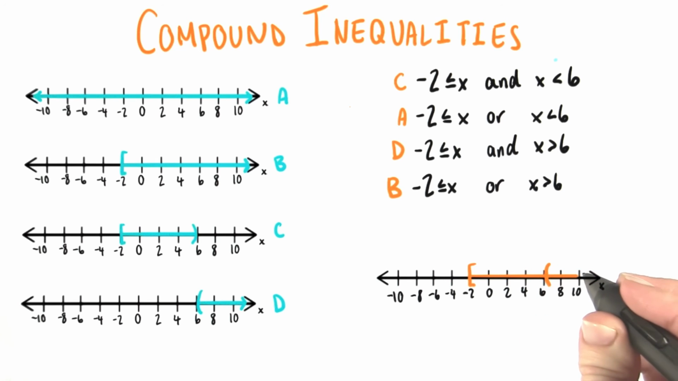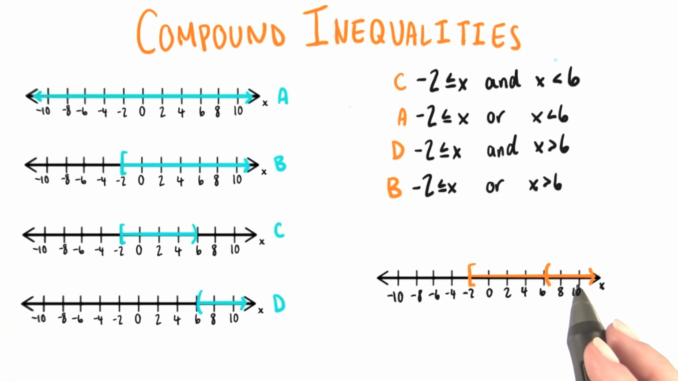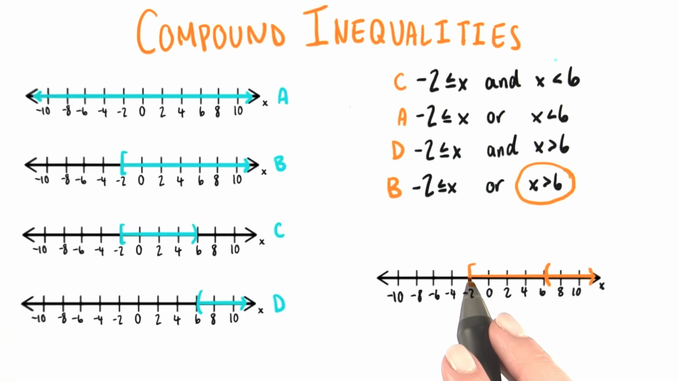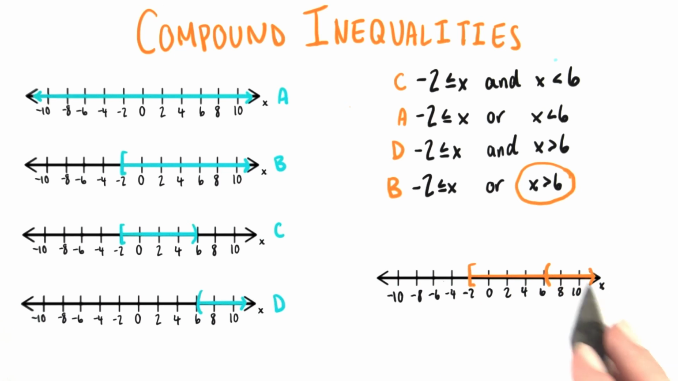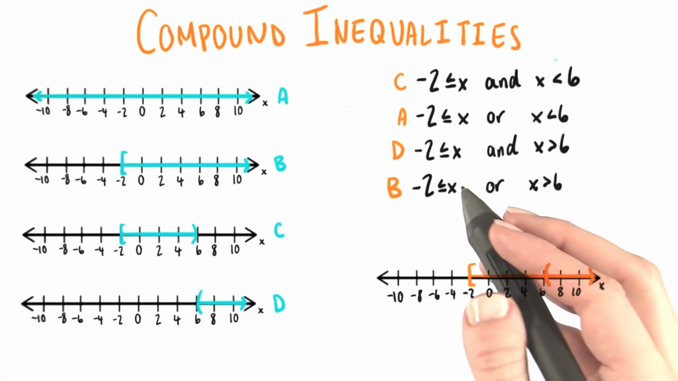That means that we need all of these values that are greater than or equal to negative 2 to be filled in, because we need to include all the values that fit either of these things. Everything that's greater than 6 is also greater than or equal to negative 2. So the number line for this looks exactly like the number line for this inequality alone would look. That's choice B.